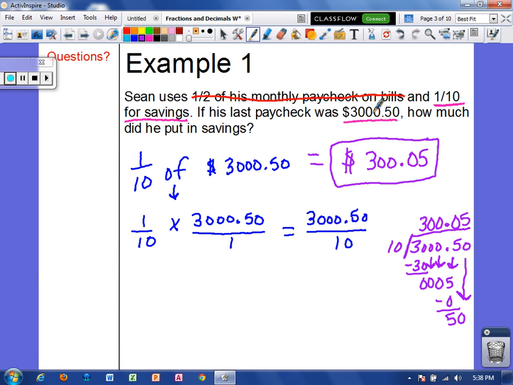Now, some of you may be wondering, if I'm going to find 1/10 of $3,000.50, can't I just take this and divide it by 10 in the first place? Yes, you can, because as you see, whenever we set it up as a multiplication, so we took the fraction times the total amount, we still ended up just getting the total divided by 10. So you can do it either way, and you'll still get this answer.